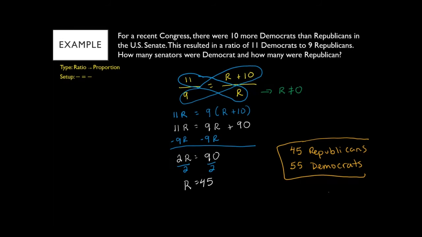Okay. So these types with the proportion, these are pretty easy. They're pretty straightforward. The hardest part is figuring out where the numbers go. As long as you try to match things together, so like here we had Dems on top and Republicans on the bottom, as long as you match things together going straight across, everything sort of falls into place. You just plug in your information and then you cross multiply.